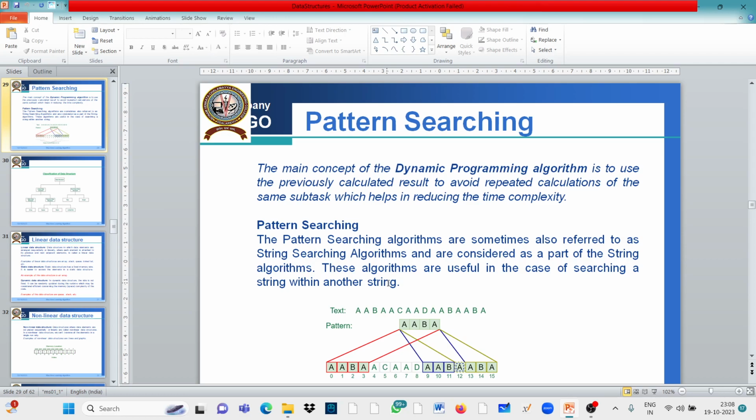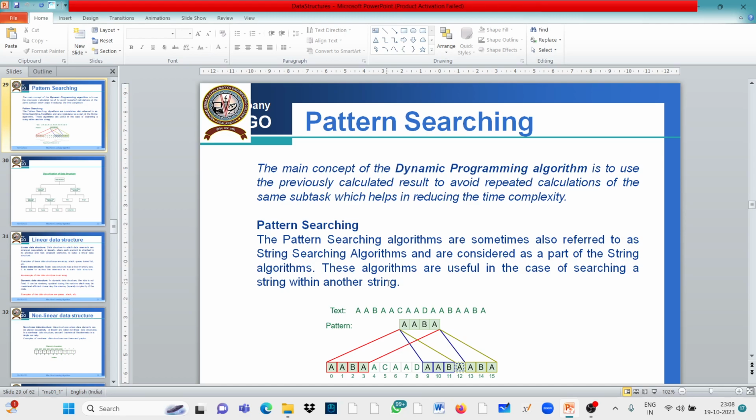We don't do it again and again. Then the important thing I am telling is another algorithm, pattern searching. The pattern searching algorithms are sometimes also referred to as string searching algorithms and are considered a part of the string algorithms, and these algorithms are useful in the case of searching a string within another string.